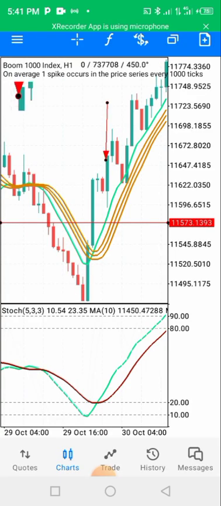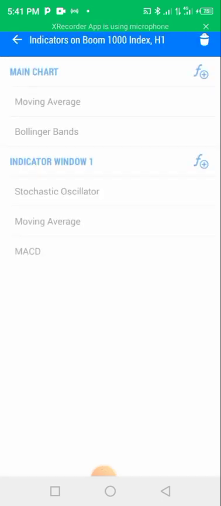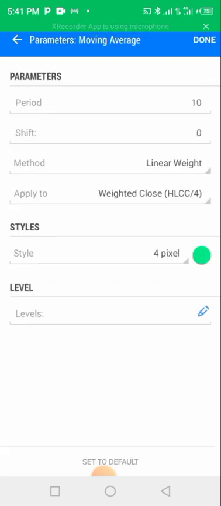You can find your indicator here. The F symbol you're seeing here is where you click and it will take you to your indicators window, and you look for moving average. When you click on the moving average, the period there should be 10. The shift is 0, method linear weighted, applied to weighted close.